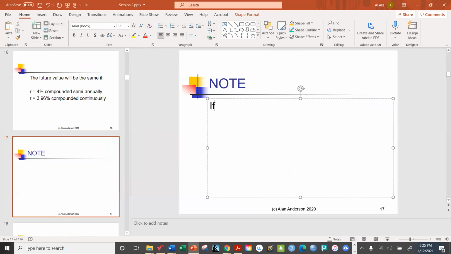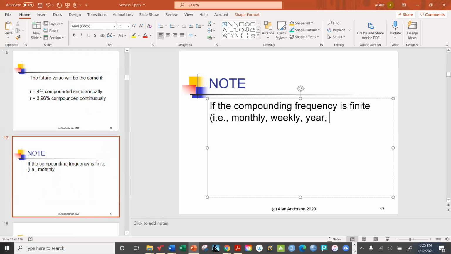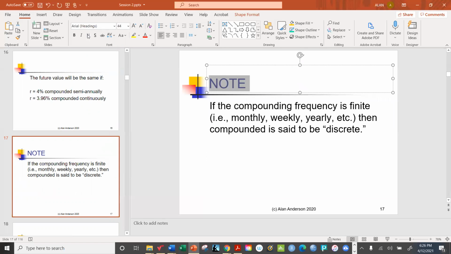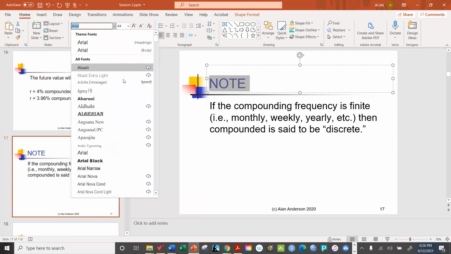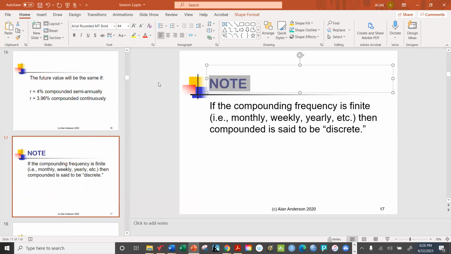If the compounding frequency is finite, i.e. monthly, weekly, yearly, etc., then compounding is said to be discrete. In other words, all the different potential frequencies you might run into are collectively known as discrete compounding, except for the case we just looked at, where it becomes continuous compounding.